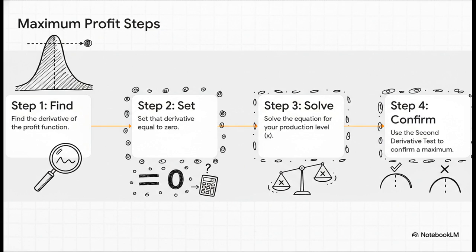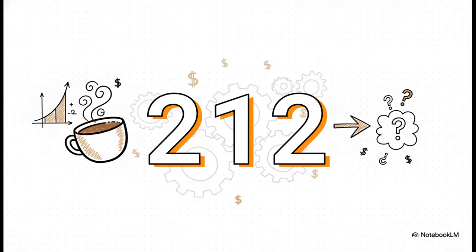And finally, step 4, we do a quick check with something called the second derivative test, just to make sure we found the top of the mountain and not the bottom of a valley. So let's pretend we run all the numbers for our little coffee cart. We create our profit function, we take the derivative, we set it to 0, and we solve. And the math spits out a clear, beautiful, unambiguous answer: 212 coffees.